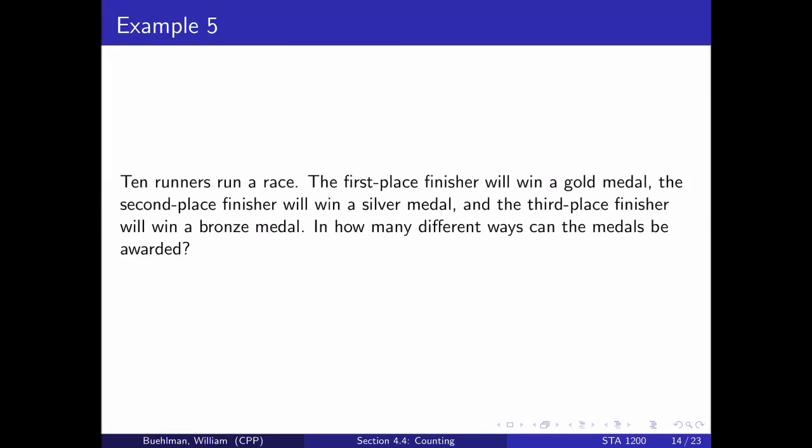Example 5. 10 runners run a race. The first place finisher will win a gold medal, the second place finisher will win a silver medal, and the third place finisher will win a bronze medal. In how many different ways can the medals be awarded?